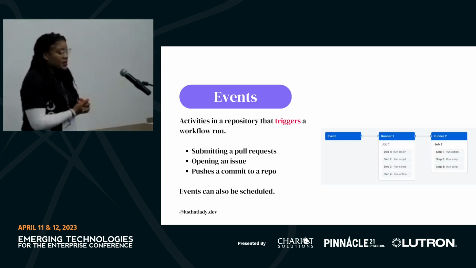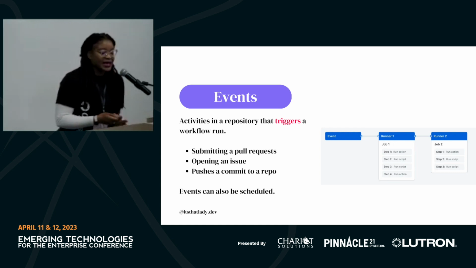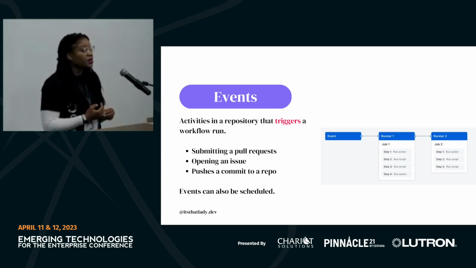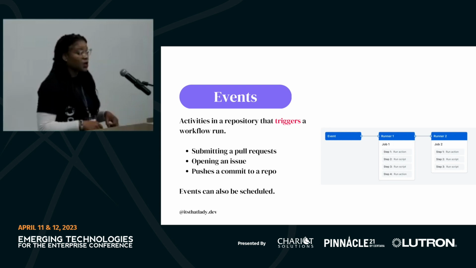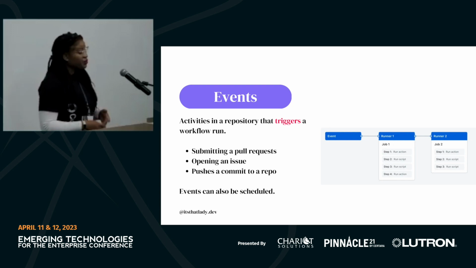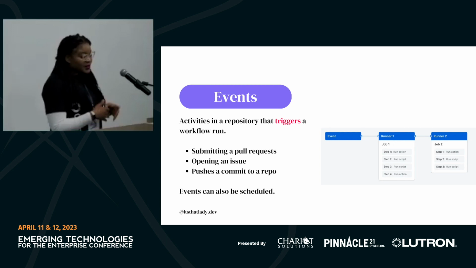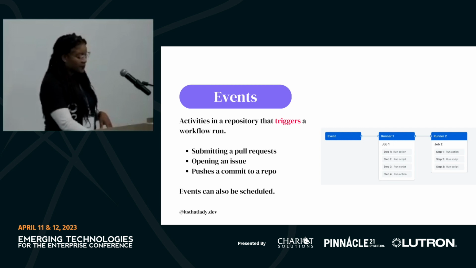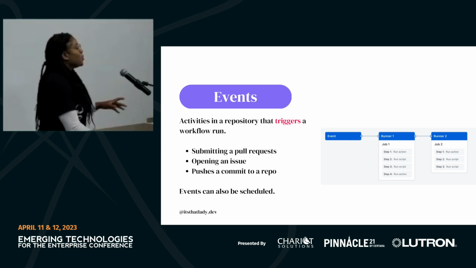A workflow is also made up of events, and an event is an activity that triggers a workflow. For example, like I was saying earlier, a pull request or pushing a commit to GitHub are both considered GitHub events that can trigger an action. So is leaving a comment on a repository. Events can be scheduled for whenever you need them. They can be automatically run. I love the word automatically. Or they can be scheduled at a specific time on a specific day.